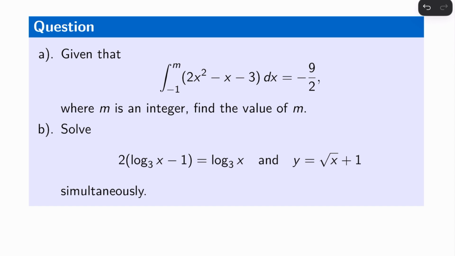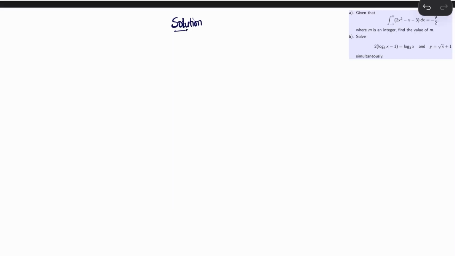Our first question is, given that the integral from -1 to m of 2x² - x - 3 is equal to -9/2, where m is an integer, find the value of m. In the second part, we are asked to solve 2(log 3x - 1) = log 3x and y = √(x + 1) simultaneously. So let's start with A.